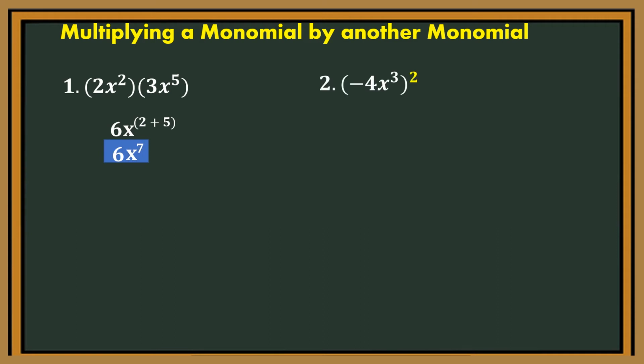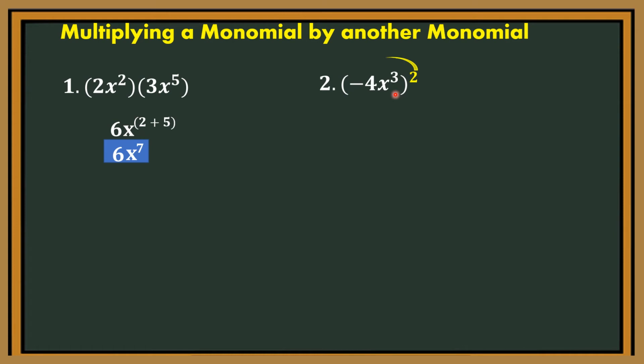Number 2, the quantity of negative 4x cubed, quantity squared. You have noticed here that we have an exponent outside the parentheses. Always remember, if we have an exponent outside the parentheses, all you have to do is multiply it inside the parentheses, one by one.